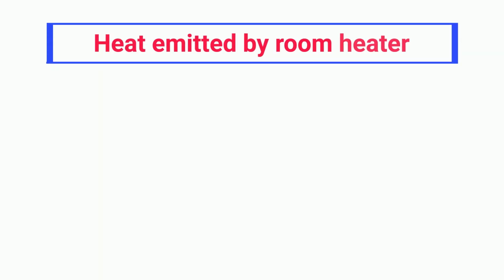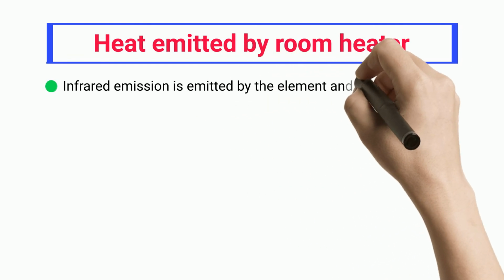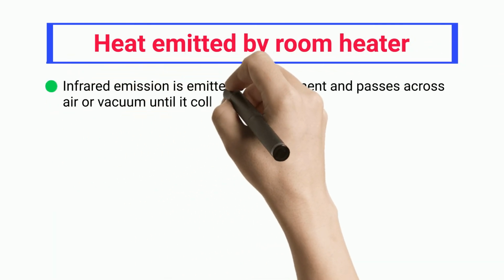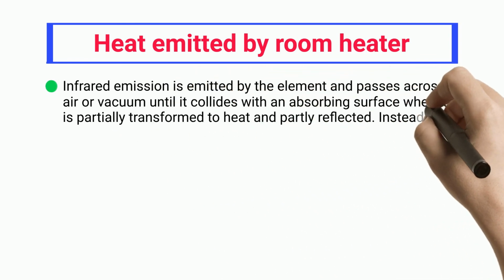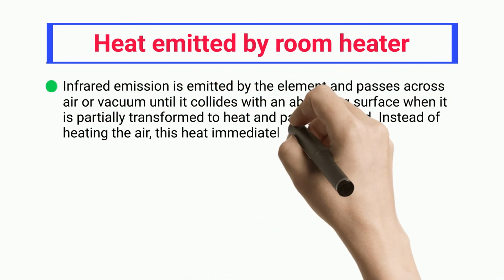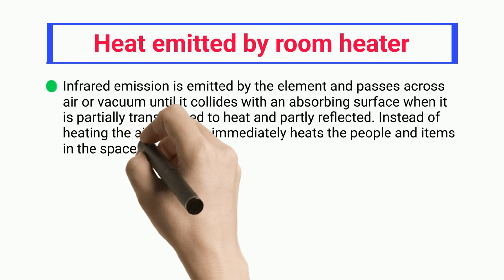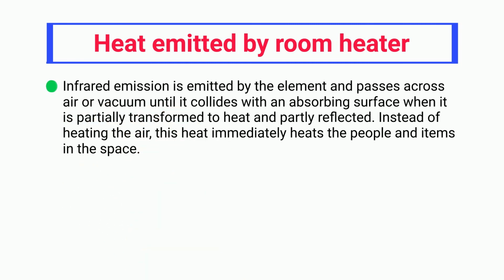Heat emitted by room heater. Infrared emission is emitted by the element and passes across air or vacuum until it collides with an absorbing surface, when it is partially transformed to heat and partly reflected. Instead of heating the air, this heat immediately heats the people and items in the space.